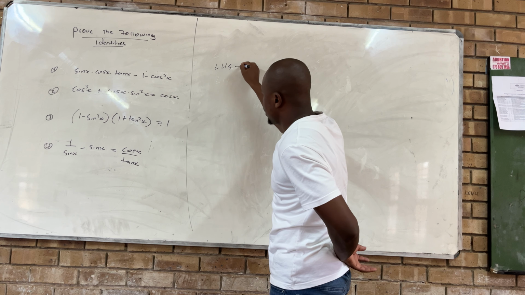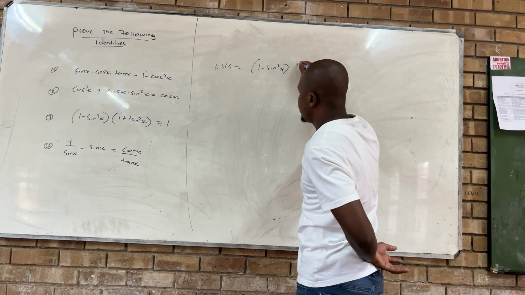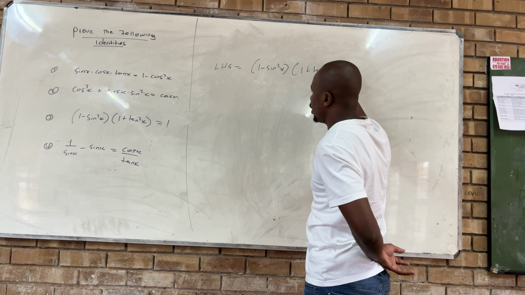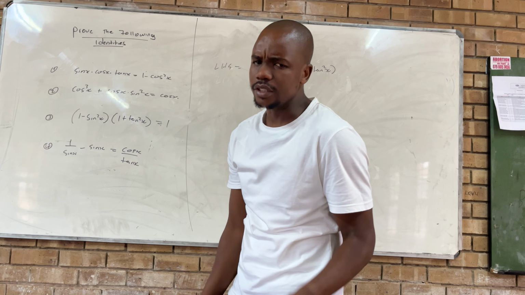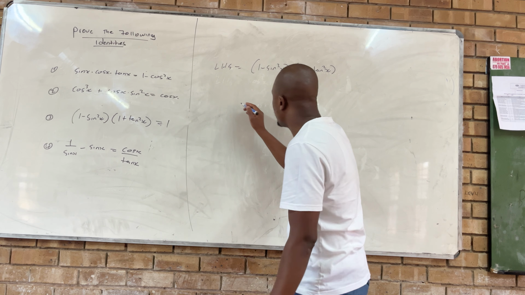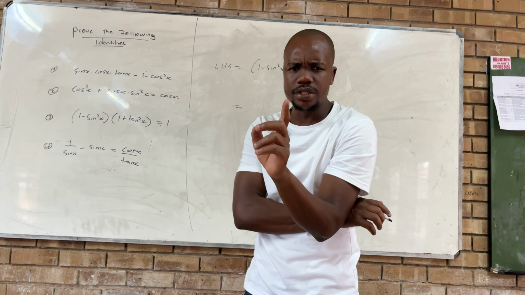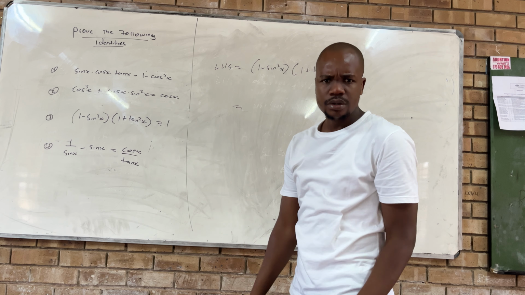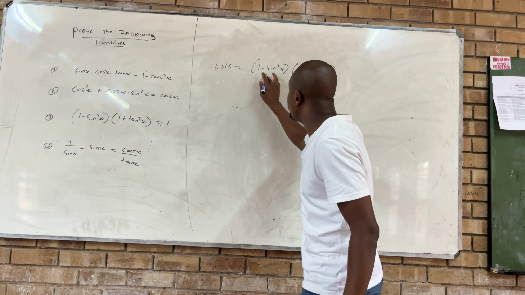Left hand side is equal to 1 minus sin squared x times 1 plus tan squared x. And then you see someone struggling to say this is difficult. No, it's not difficult. Common sense. So now we check from the identities: 1 minus sin squared x is equal to cos squared x. So I'm replacing this now.